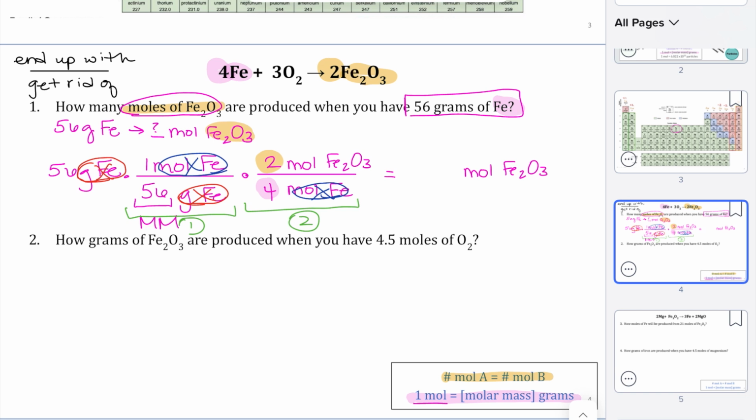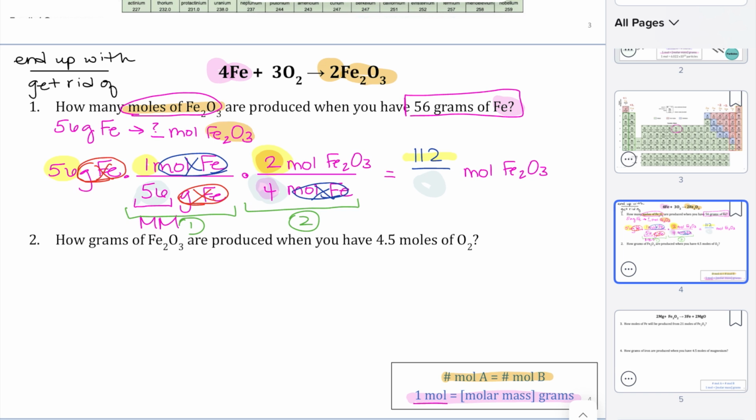I like to just multiply anything in the numerator. So 56 times 1 times 2. So that's 112 divided by, and I need to multiply everything in the denominator. So that is 56 from that molar mass times 4.